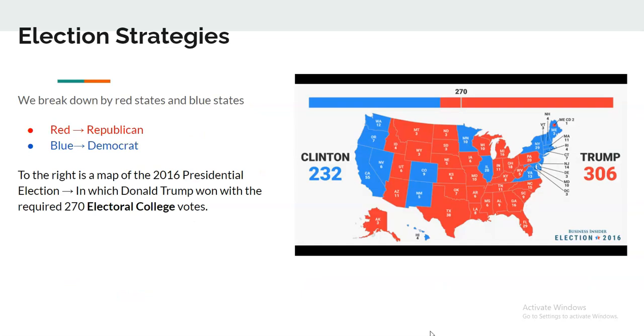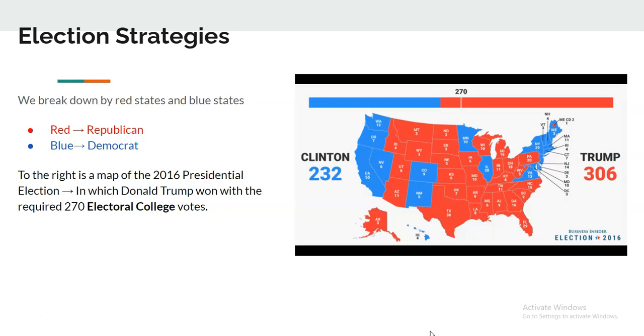Some election strategies. We are broken down into red states and blue states, and depending on the color of the state, as you can see, Illinois is a blue state, primarily due to Chicago. The majority of landmass of Illinois is actually more Republican than Democrat. But of course, Chicago has the vast majority of our population. Therefore, during presidential elections, Illinois consistently goes to whoever the Democratic candidate would be. And this election would probably be no different with Biden.